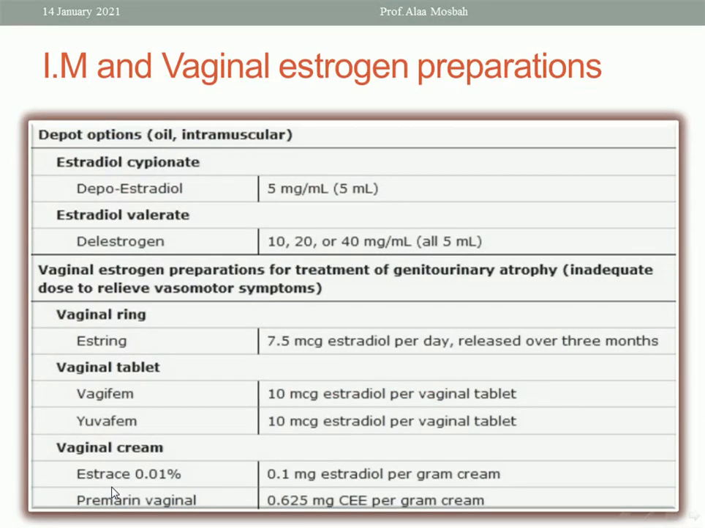Also in this table there is preparations which can be given intramuscular or vaginal. Intramuscular, like depo-estradiol 5 milligram per milli, and vaginal estrogen preparation like vaginal ring, vaginal tablet, vaginal cream. Okay? Again, there is Primarine vaginal cream. We said Primarine oral tablet, and we have Primarine vaginal cream, which is conjugated equine estrogen. Okay? So I have different forms and different doses and different preparation, as you see.